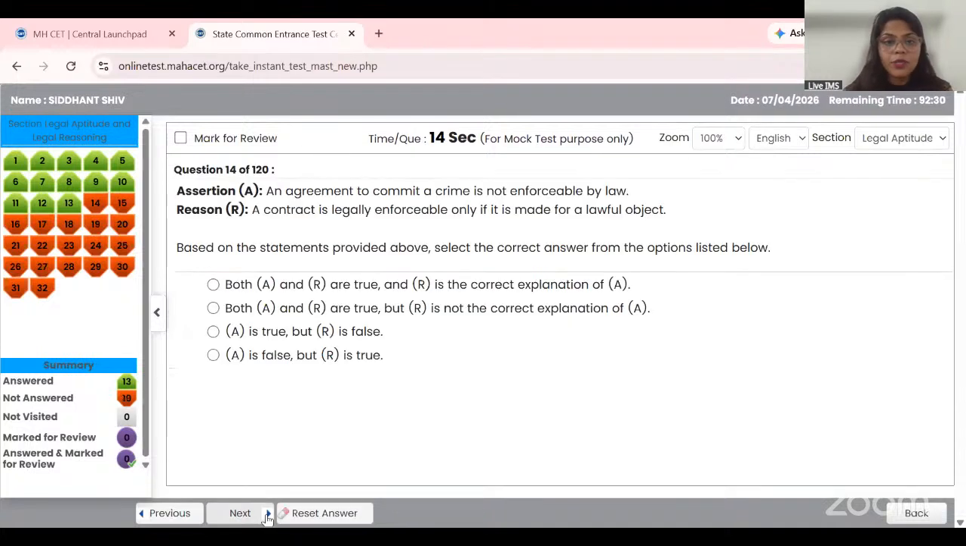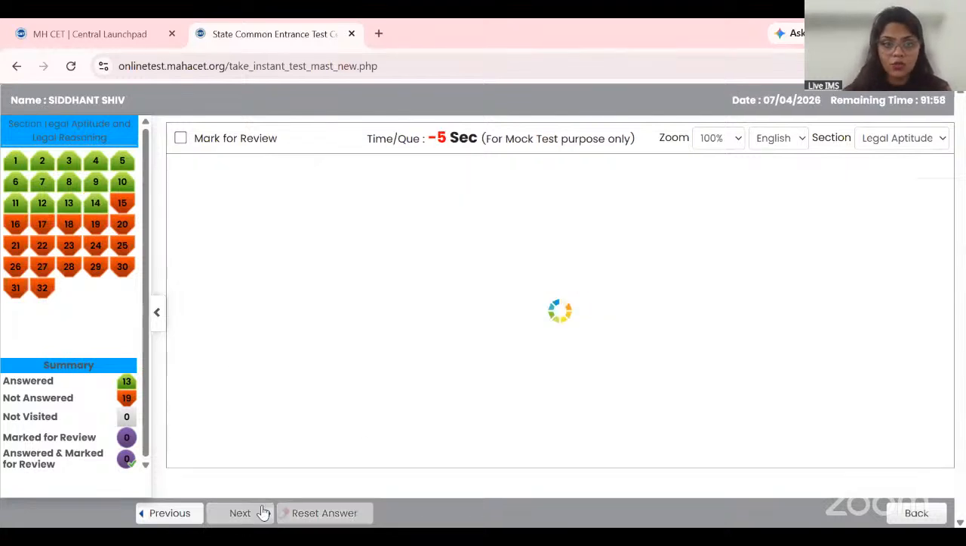So let's move forward to the next question, which is, an agreement to commit a crime is not enforceable by law. Yes, this is again the correct assertion, right? A contract is legally enforceable only if it is made for a lawful purpose. It is not enforceable in the court of law, correct? We are agreeing on it. And then we are giving a reason that a contract is legally enforceable only if it is made for a lawful object. So yes, we are agreeing with it. Both are true and it is correctly explaining the assertion.